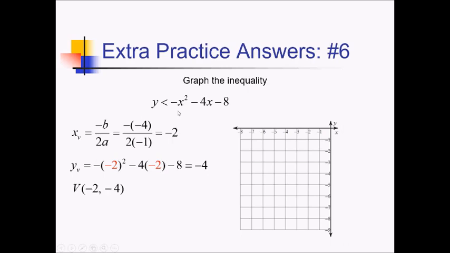And my inequality has no equals. So we have an open dot on negative 2 comma negative 4. So that's right there. And then for the y-intercept, which gives me another point, that's going to be this constant negative 8. So 0 comma negative 8 is my y-intercept.